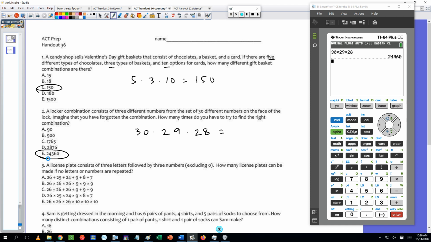A license plate consists of 3 letters followed by 3 numbers, excluding 0. How many license plates can be made if no letters or numbers are repeated? So if we start off with, in our first letter, any of the 26, we've used the letter. We have 25 that we can choose from. We've used 2 letters. We have 24. That's our 3 letters. Our numbers, we can't use 0. So we can use anything besides 0. So there's 9. Can't use that number we just used, so now you're down to 8, and you're down to 7 for your last number, and that is D.